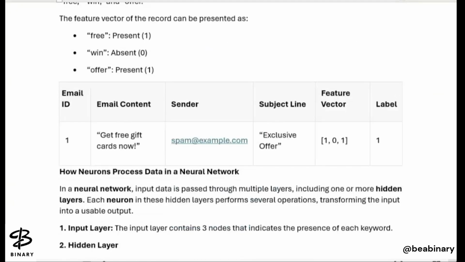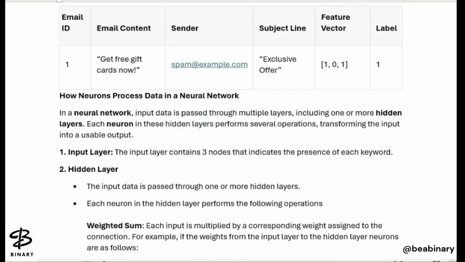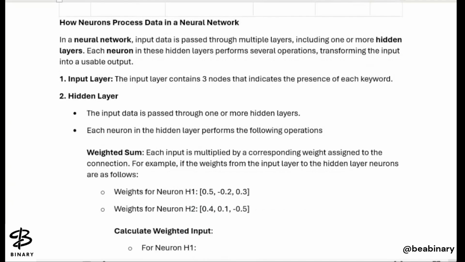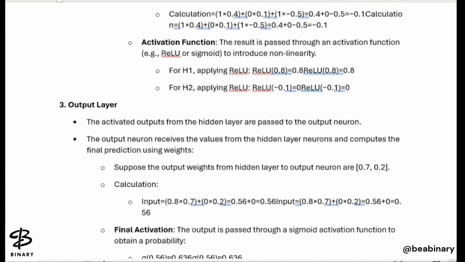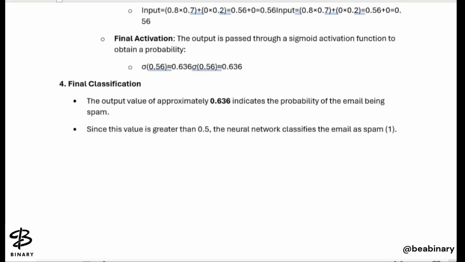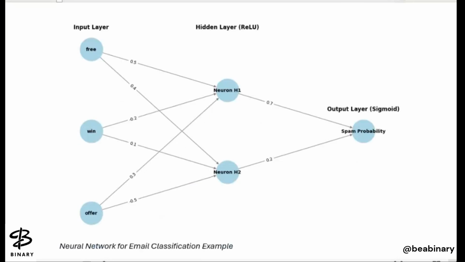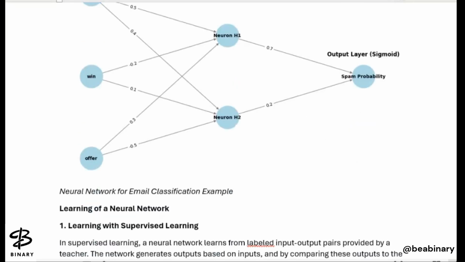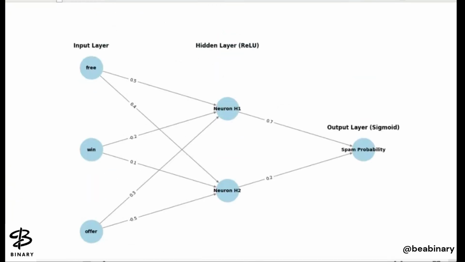This we have discussed in the example. So how the neuron processes data in the neural networks, this we have discussed in the last lecture. Output layer and the final classification we have discussed by example. We have discussed this email classification example in which we need to identify a mail on the keywords free, win and offer.